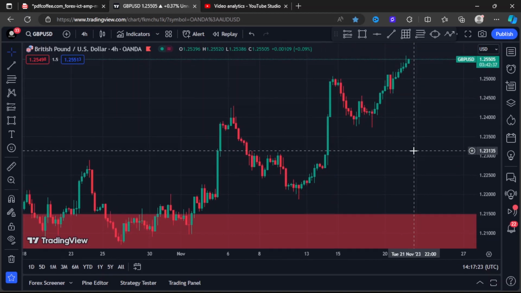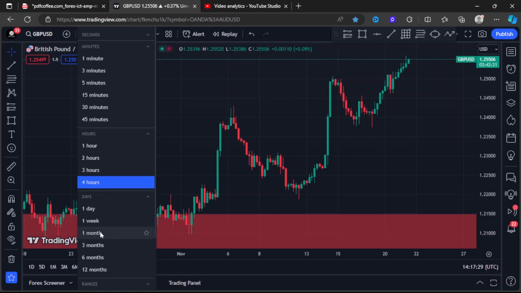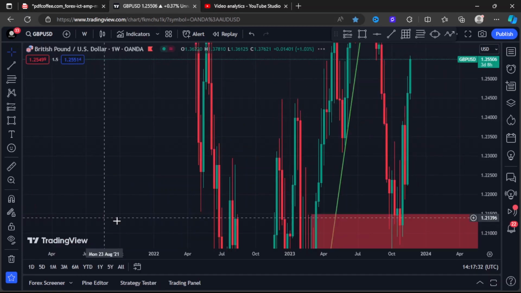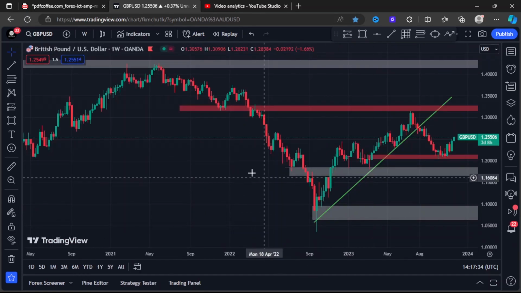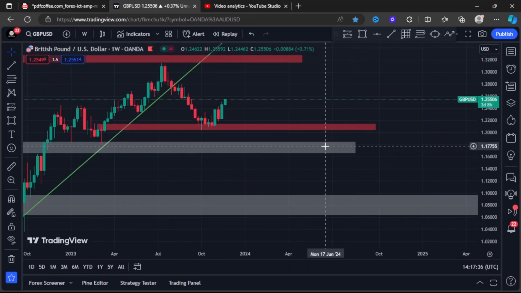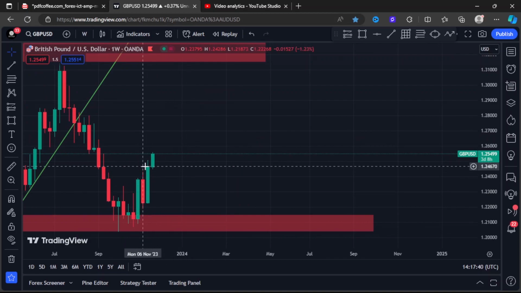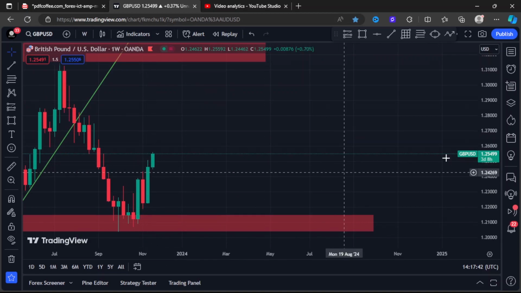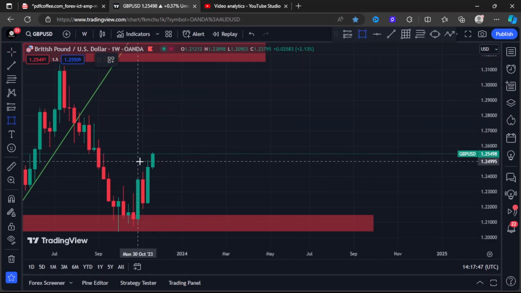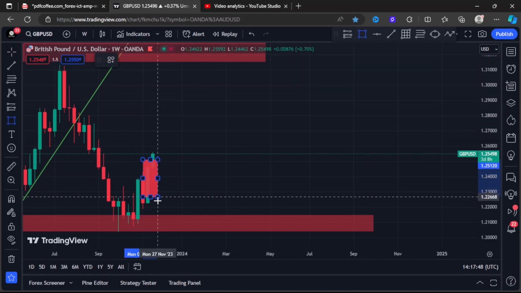Let's continue. So to find a buy model, we move to a higher time frame, mostly starting with the weekly time frame. On my weekly time frame, I'm going to use the previous green candle, because currently we are in a new week and it hasn't ended. So I'm going to highlight the previous week.